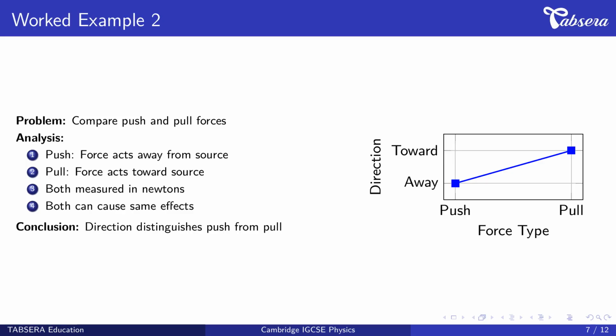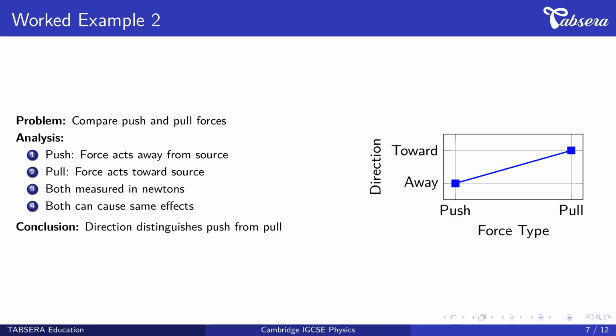Example 2 compares push and pull forces systematically. The problem asks us to compare these two fundamental force types. Let's analyze the differences and similarities. First, push forces act away from their source. When you push something, you apply force to move it away from you. Second, pull forces act toward their source. When you pull something, you apply force to bring it toward you. Third, both types are measured in newtons using the same measurement system.